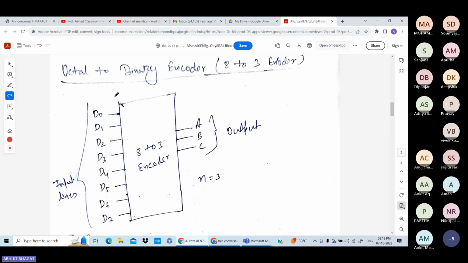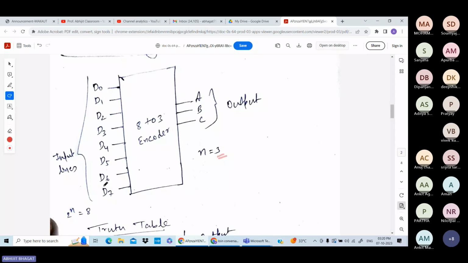So in case of this octal to binary encoder, 8 number of inputs are there and 3 number of outputs are there. So your n equal to 3. Here in this case, your number of inputs is maximum 2 to the power n. So here n equal to 3, 2 to the power n means 8. So your number of inputs maximum is 8. It may be less than 8, but not greater than 8. So this is the, okay.